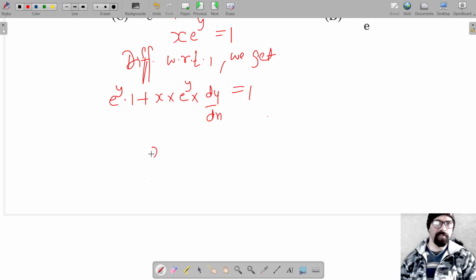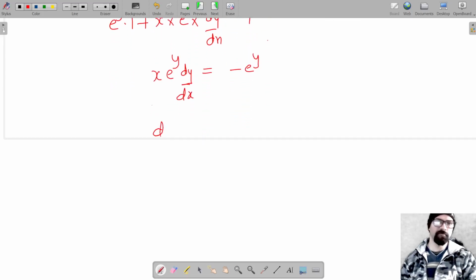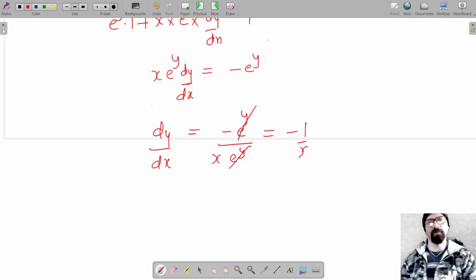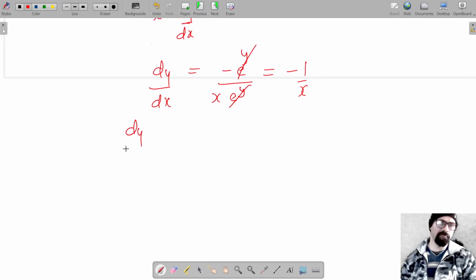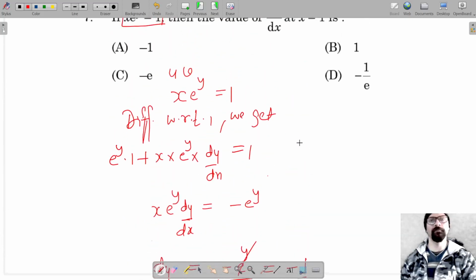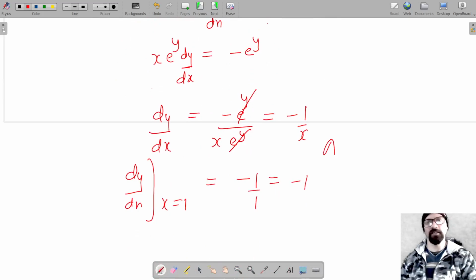Okay, this is now x into e raised power y into dy by dx is equal to negative e raised power y, which gives me dy by dx is equal to negative e raised power y upon x into e raised power y. This gets cancelled, and we finally have negative 1 by x. But we have to find the value of this differentiation at x is equal to 1. So let's substitute the value of x, which is 1, which gives me negative 1. And negative 1 means that A is the correct answer for this one.